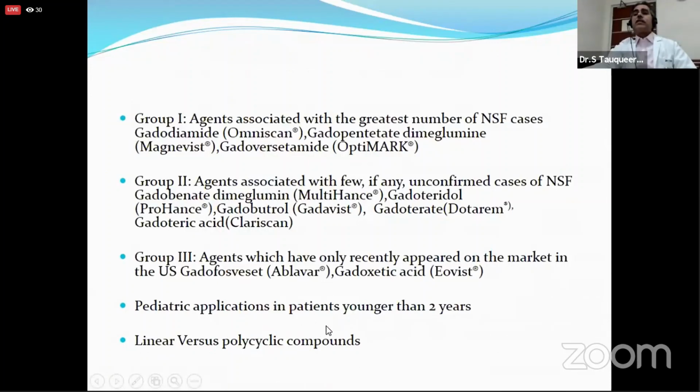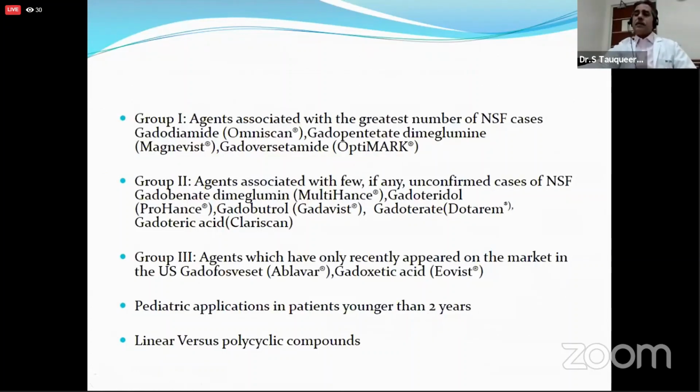All these contrast agents should be avoided in patients less than 2 years. In our country also we don't have a clearance for use in patients less than 2 years. So, actually, the contraindications or relative contraindications for use of contrast are again eGFR less than 30, pediatric patients and pregnant patients.